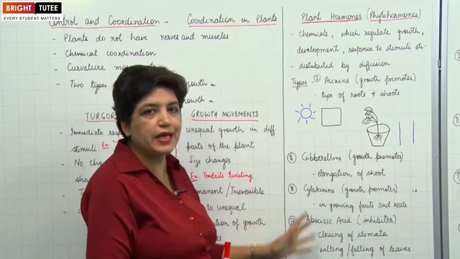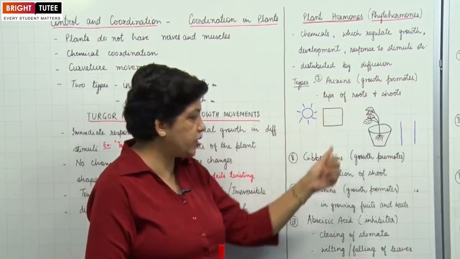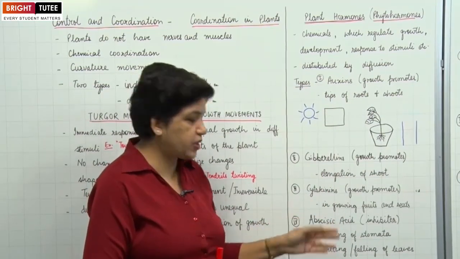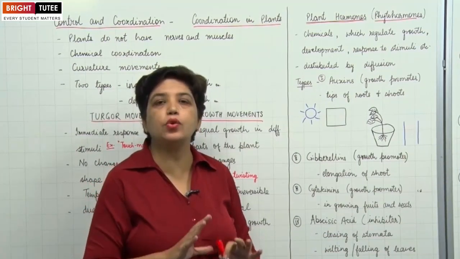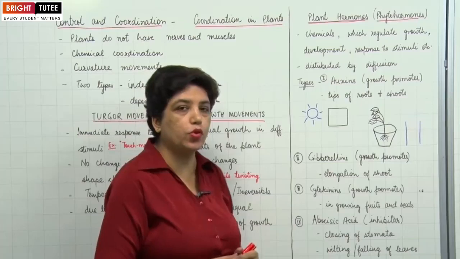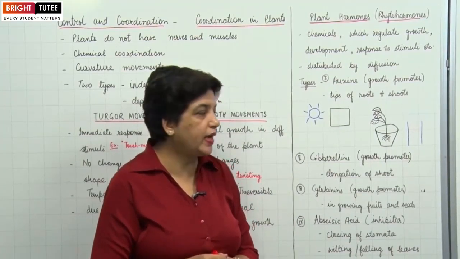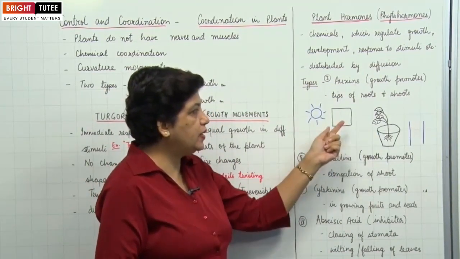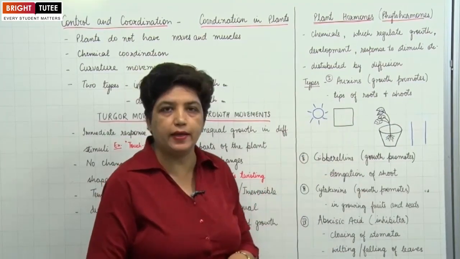Now, there are basically 5 categories of hormones: the auxins, which are growth promoters, gibberellins, cytokinins, these are also growth promoters. On the other hand, abscisic acid and ethylene, these are growth inhibitors. The auxins first, which are growth promoters. They are released by the tips of the roots and the shoots. Alright, so you can do this activity at home. Take a small potted plant, keep it near a window from where the sunlight can enter.